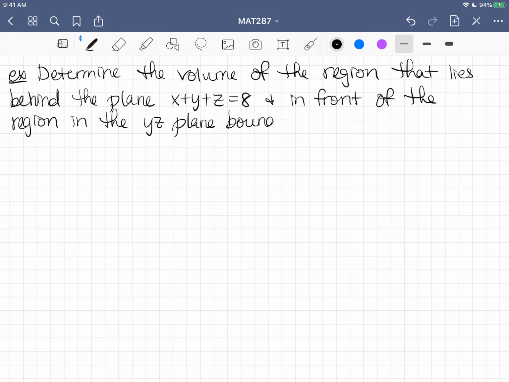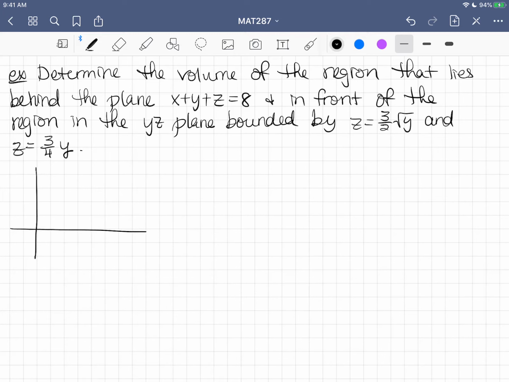bounded by z equals 3/2 square root of y and z equals 3/4 y. Okay, so first of all, let me sketch this region in the YZ plane.